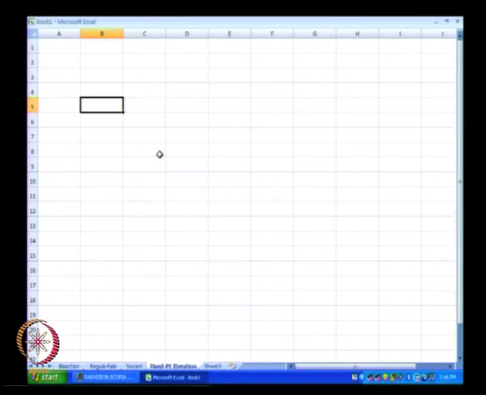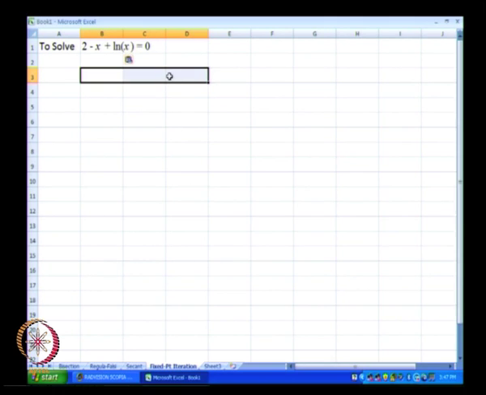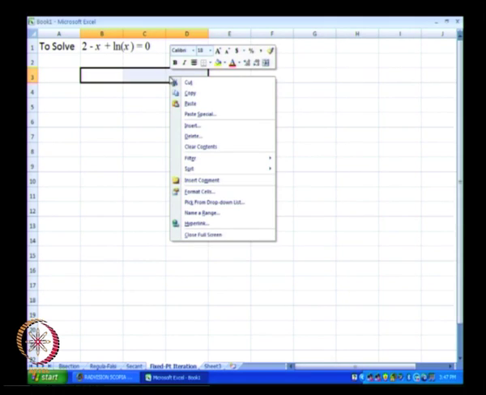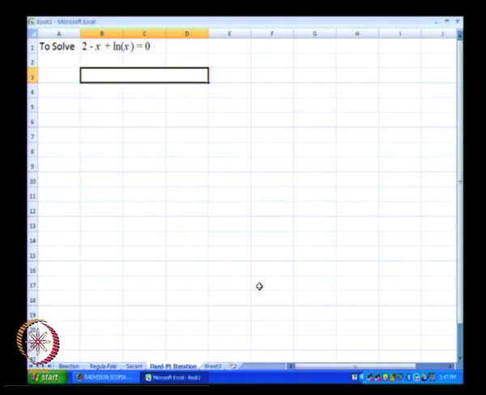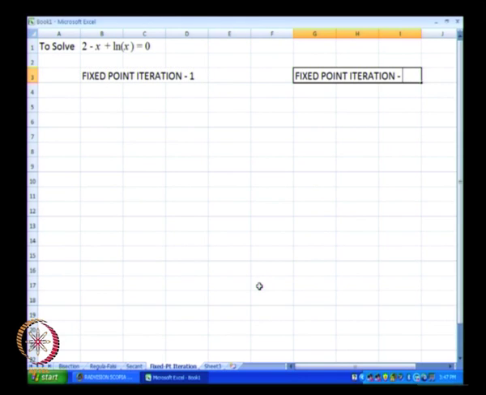Okay, so we will just copy this. So this is the problem that we are interested in solving, and we will solve it in two different ways. I will call those two ways fixed point iteration 1 and fixed point iteration 2. So we will just format the cells and merge the cells, and we have fixed point iteration 1, and copy this and call this fixed point iteration number 2.